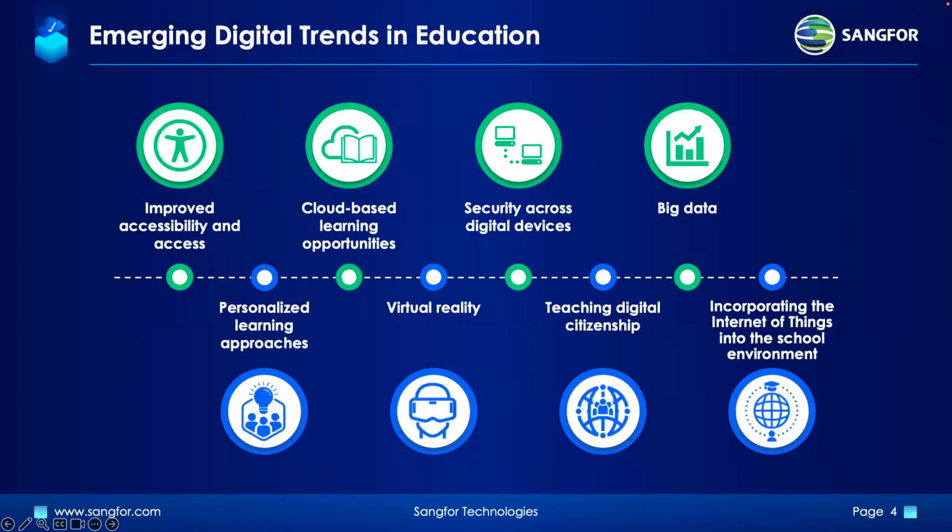Schools are now focusing on teaching digital citizenship, which is basically helping students understand how to stay safe, respectful, and responsible online. And finally, we have the Internet of Things, or IoT, bringing smart devices into classrooms like smart boards, for example. IoT is making learning spaces more interactive and connected than ever before.